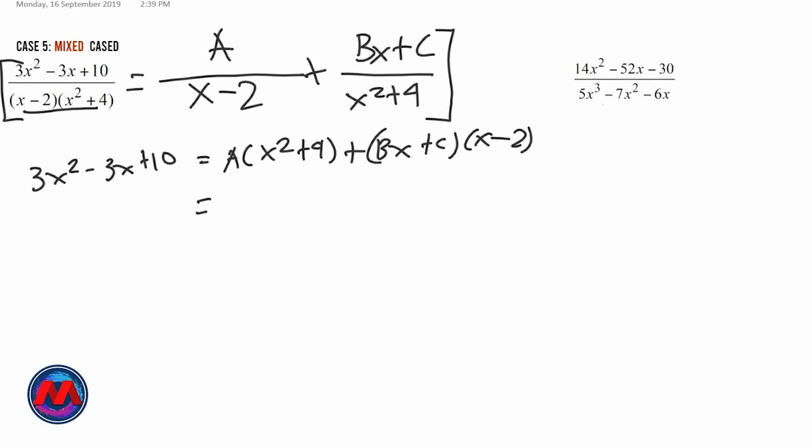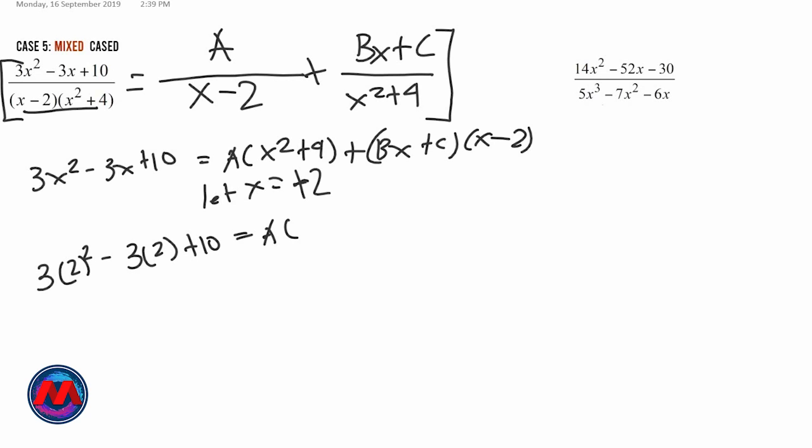So, doing that, let x be equal to positive 2. Okay, let's substitute. 3 times 2 squared minus 3 times 2 plus 10 is equal to A times 2 squared plus 4, plus B times 2 plus C times 2 minus 2. Okay, 2 minus 2 is 0. 0 multiplied here, cancel na yan kasi 0 din yan.